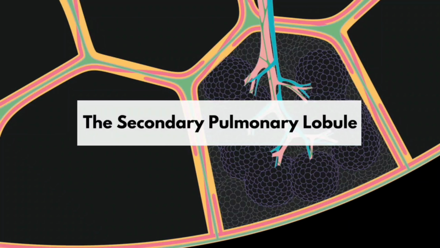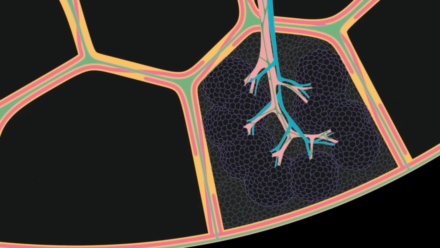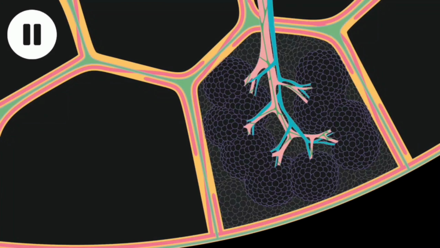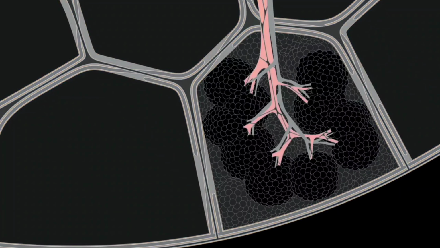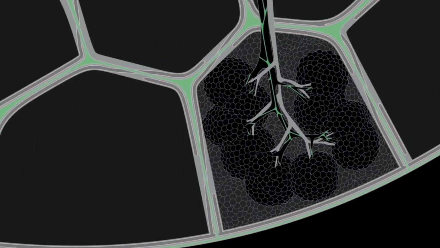When interpreting chest CT in this video, we will focus on the anatomy of the secondary pulmonary lobule. You will also have the opportunity to pause and answer some questions to test your knowledge. Knowing the anatomy of the secondary lobule will help you better recognize key patterns of disease.